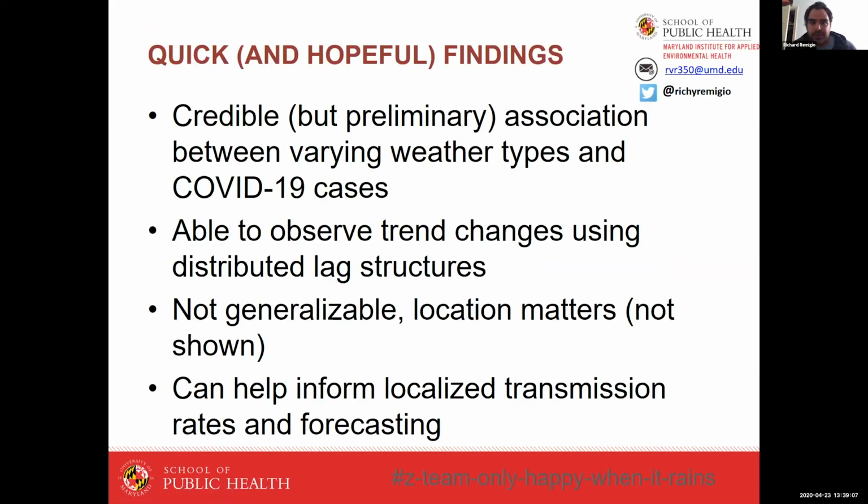So very quickly, some findings: we found some potential associations between weather types and COVID-19 cases. So something maybe to consider in modeling our R0s that could potentially help inform local transmissions. We're able to see these changes or trends with respect to discrete lags. And this is not necessarily generalizable across each location or across the country. Location matters. Based on some of the preliminary work that I've done, we're definitely seeing that in states like California, like Southern California, bad weather doesn't really have that much of an effect, but more to come. So that's all I have.